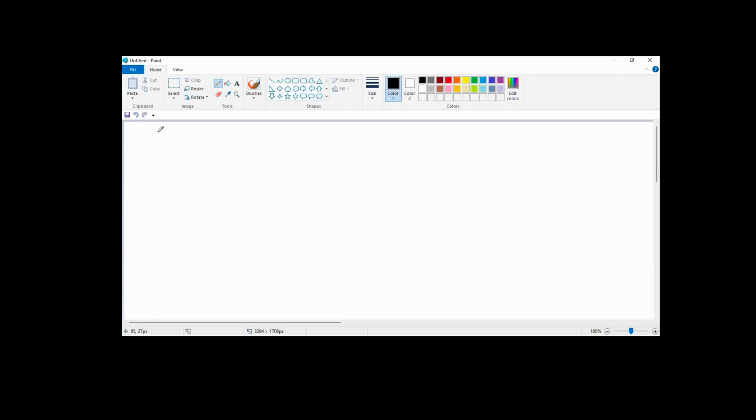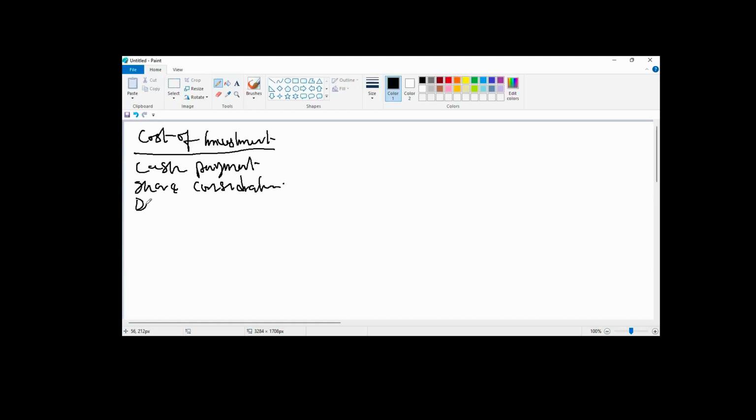We start the question with cash, cost of investment. We start with the cash payments. Then share consideration is next. Then deferred consideration.